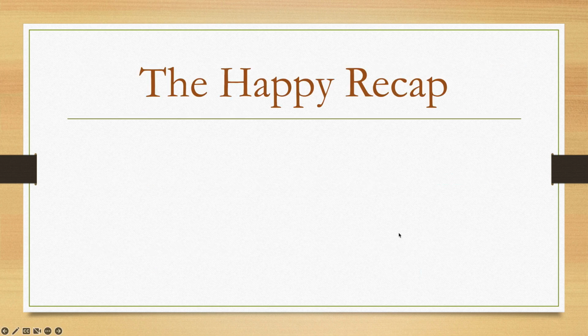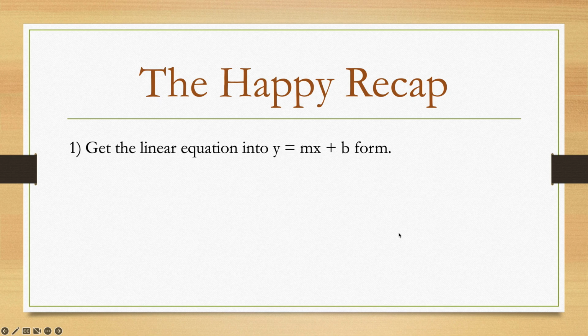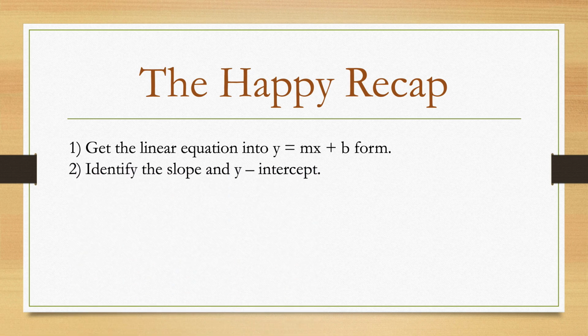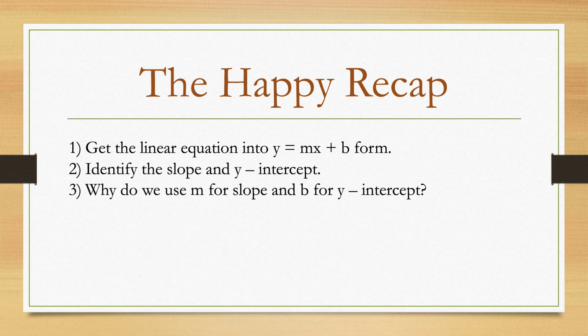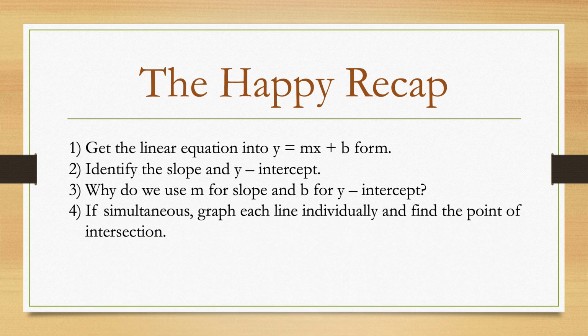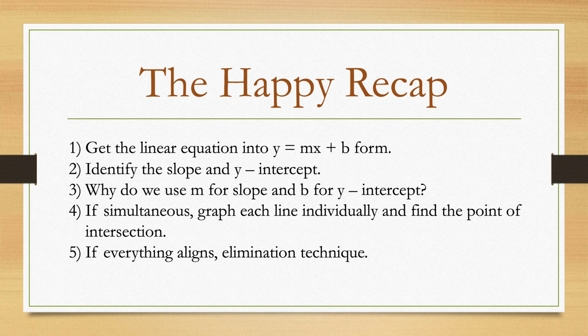Okay, happy recap. I didn't do any recaps on the laws of exponents, so I'll do that verbally. Get the linear equation into y equals mx plus b form. Identify the slope and y-intercept. That's how you solve simultaneously, right? Why do we use an m for slope? Because it's how you move. B for y-intercept, because it's where you begin. If they're simultaneous, graph each line individually, find that point of intersection. That's your solution. As far as algebraic technique of simultaneous equation goes, if everything aligns, it's elimination. If they do not, it's substitution.